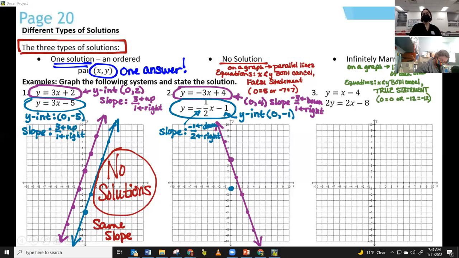Wait, down 1, right 2. What am I doing? Down 1, right 2, until I run out of room on my graph. Up 1, left 2, until I run out of room in the other direction. Grab my straight edge.